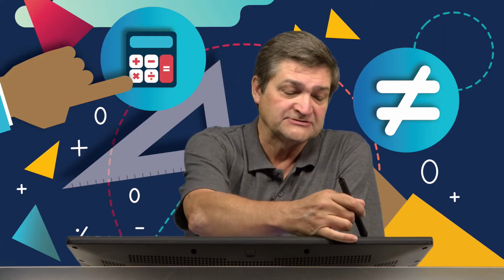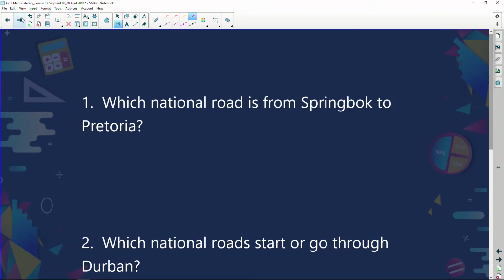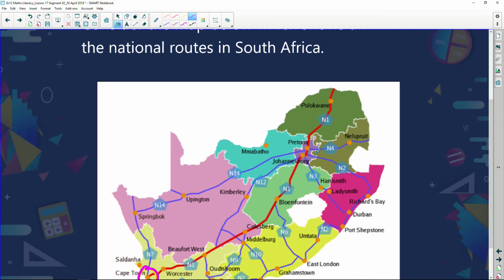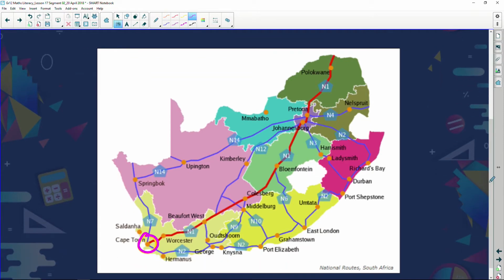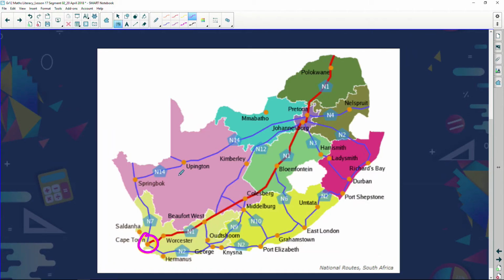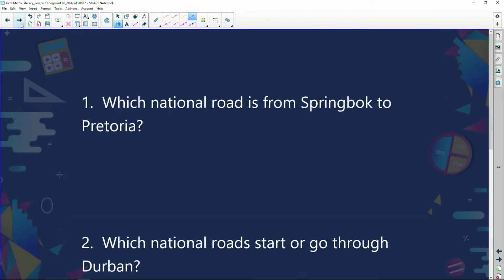Okay, so looking at that, let's ask ourselves a few questions. Which national road is from Springbok to Pretoria? So we know we've got Pretoria here, and we're now gonna find Springbok. Where on earth is Springbok over here? National road from Pretoria to Springbok, and I can't find Springbok. Here we go, here's Springbok over there. Okay, so I should have known that, hey? Right, my geography teachers are gonna have a heart attack. How did you not know where Springbok is? Right, so the national road I'm following from Pretoria all the way through to Springbok is the N14. My next question, which national road starts or goes through Durban?